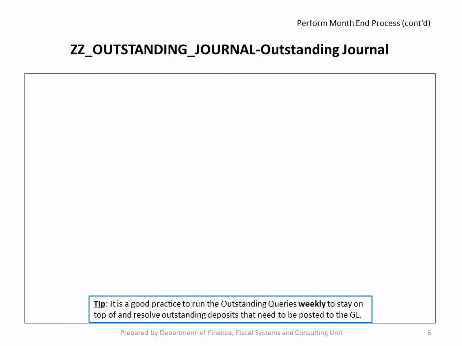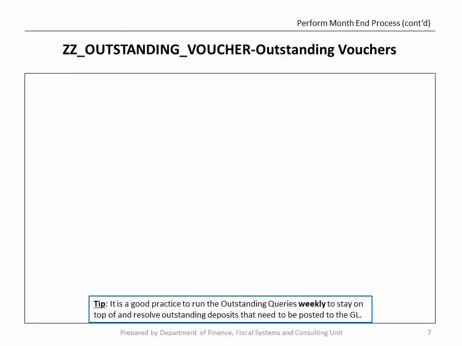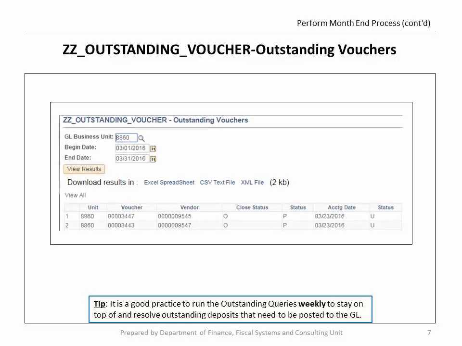After clicking the HTML link for the ZZ Outstanding Journals query, the query page will display. Enter the business unit and date parameters for your query. Then click View Results. After clicking the HTML link for the ZZ Outstanding Vouchers query, the query page will display. Enter the business unit and date parameters for your query. Then click View Results.